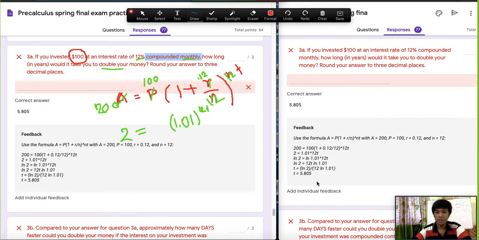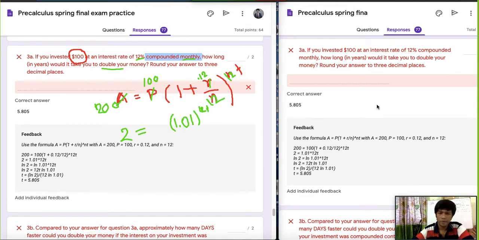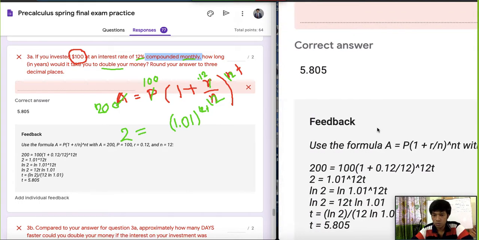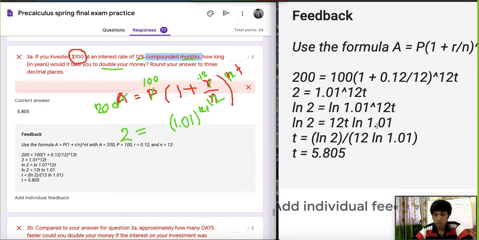So let's zoom in, because the next step is just written here. In fact, the whole thing is written here. Let's zoom in on this one and show you. If you take ln on both sides, on this side you take ln 2, so it will be ln 2.